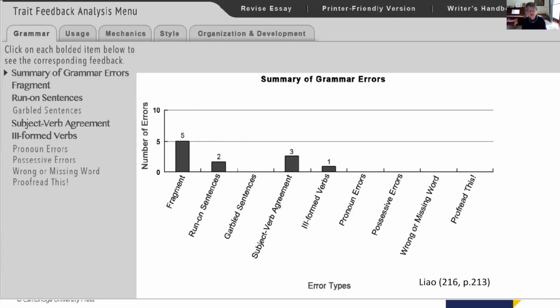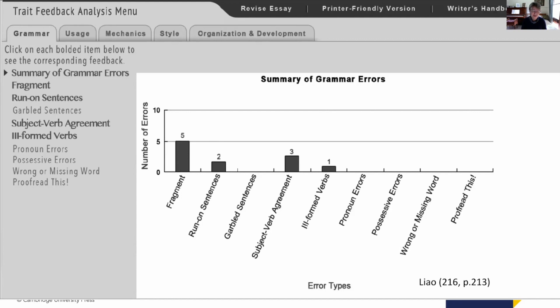And this software also gives a numerical analysis of the errors which are being made in the student's writing. So how many fragments, how many run-on sentences, how many garbled sentences, etc., etc. And so again, this can engage the students' critical thinking because the students can look for themselves to see how well they are writing and what improvements they are making in their writing.